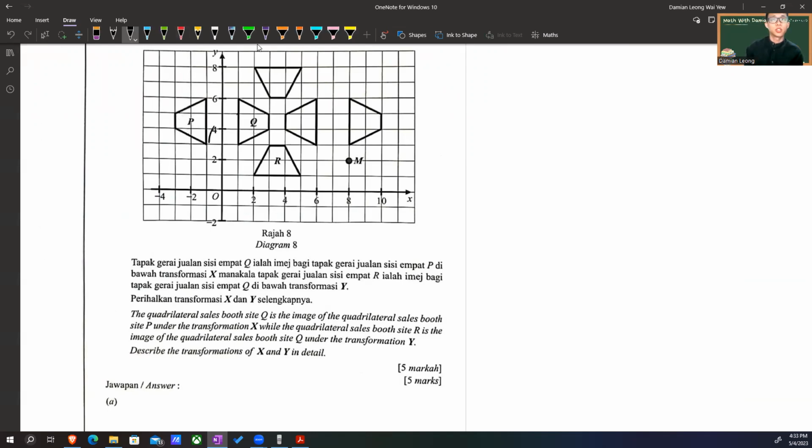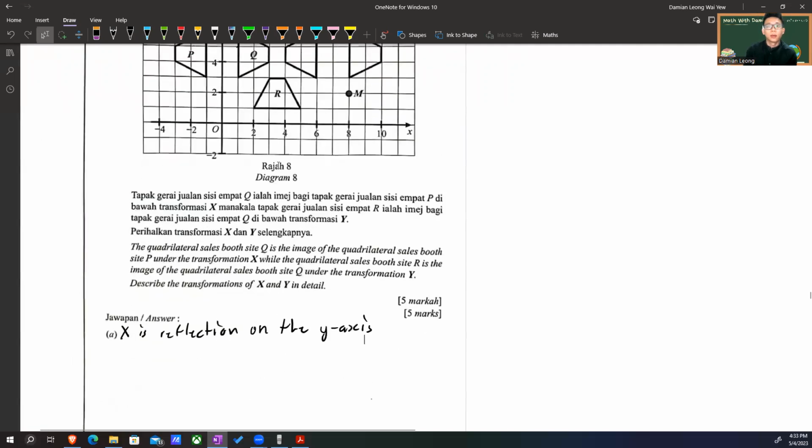So this is a reflection, meaning X is a reflection on this line, which is the y-axis. Or you can also write the line x equals 0. It's the same thing. Quadrilateral R, this one, is the image of Q under transformation Y. So from Q go to R. That's the rotation. Y is a rotation.